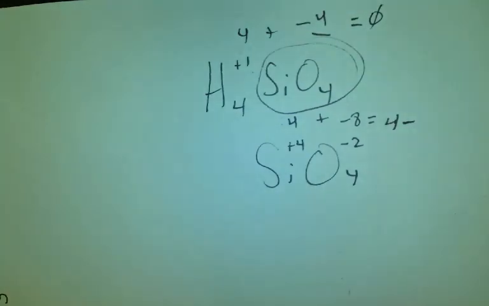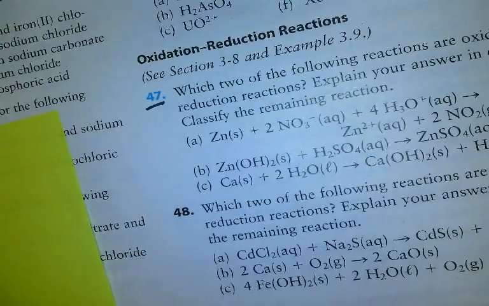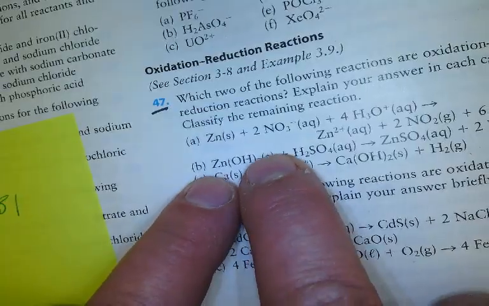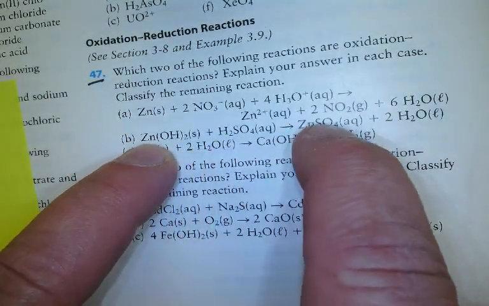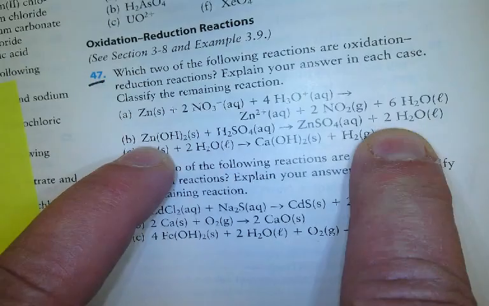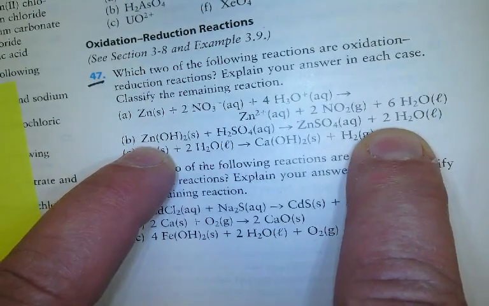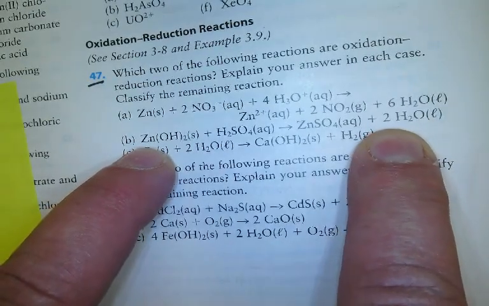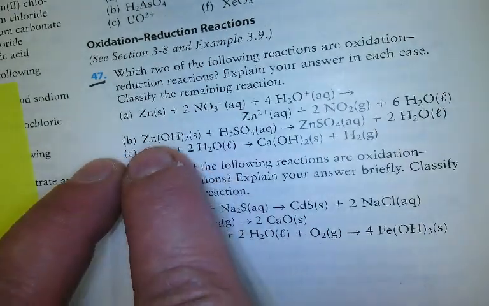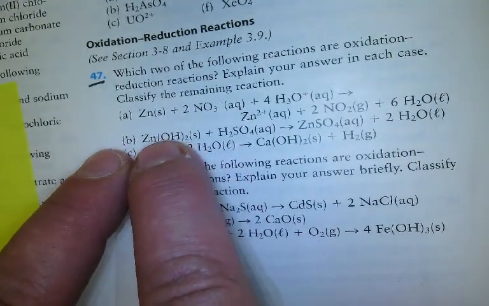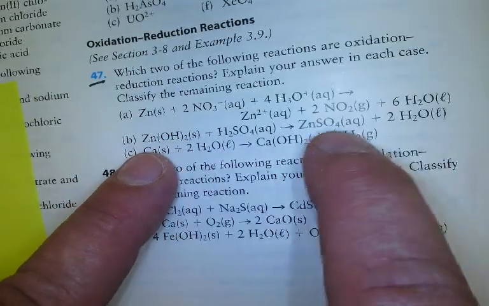Now you're gonna have to do homework problems like this. Okay? Now, you'll also have to be able to do this. So we already did A here, but looking at this one right here, how do I tell if this is an oxidation reduction reaction? I have to go through and find the oxidation number for every single one of these.